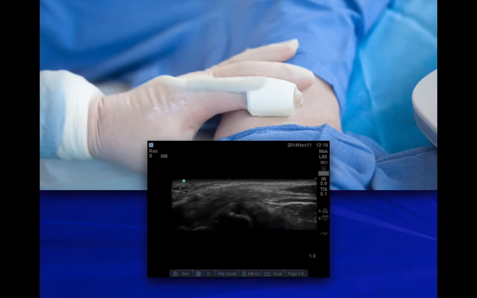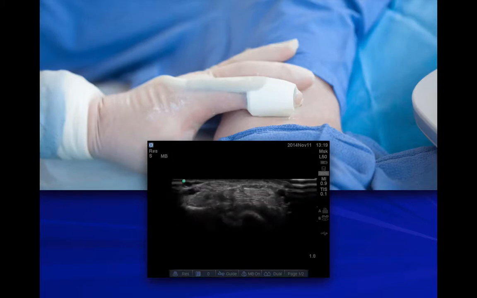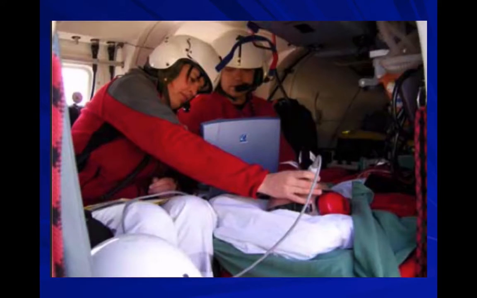This was, again, developed by the military. You could put this on your finger and actually slide your hands under a soldier's armor and assess for any injuries. So that's pretty interesting. We use it in pre-hospital care. There's some folks there in a helicopter doing an ultrasound on a patient.